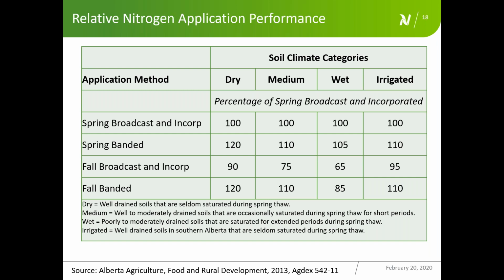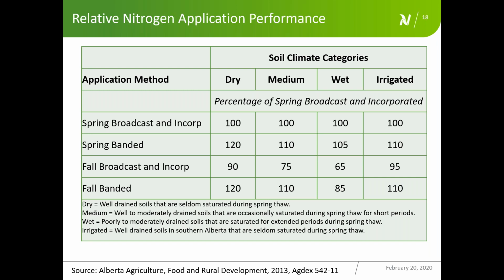So we can connect the application timing to the risk potential, and the greater the time in between the application and crop uptake, the greater the risk of something undesirable happening: a leaching event, a denitrification event, volatilization, or all of these losses. So the closer we can apply to the time of crop need, generally, the greater the performance, the more efficient the nitrogen use.